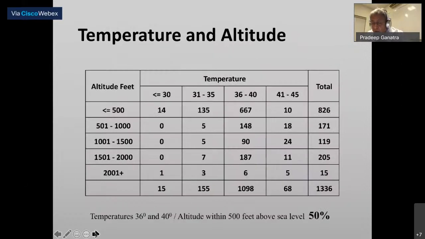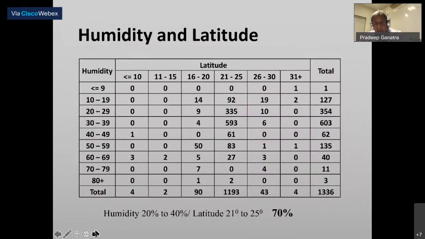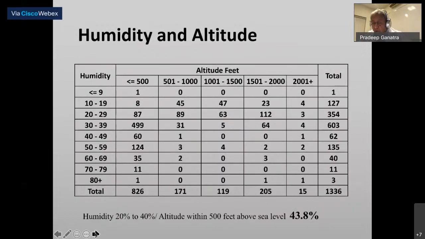Again, the relationship between temperature and altitude revealed that 50% of the patients were located in the range of 36 to 40 degrees Celsius and within 500 feet above the sea level. Similarly, humidity and latitude showed 70% and 43% within the mentioned humidity and altitude range.